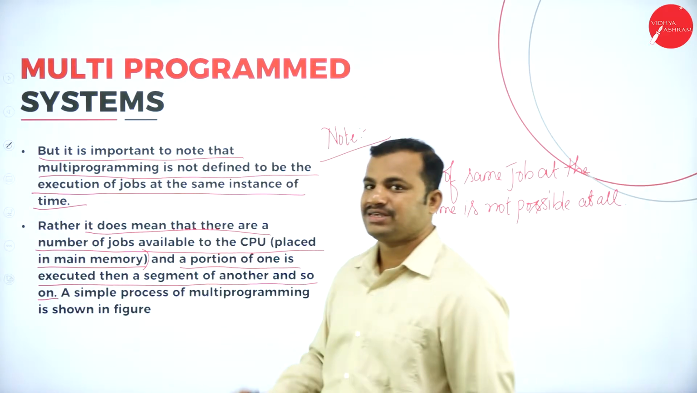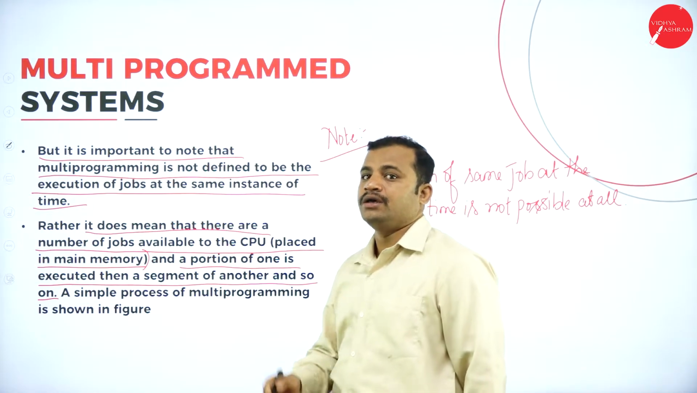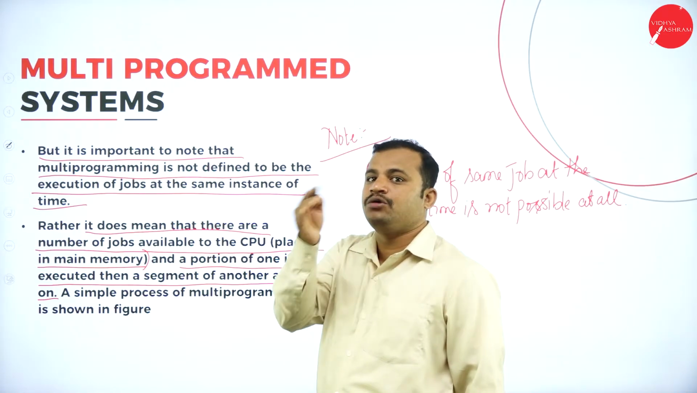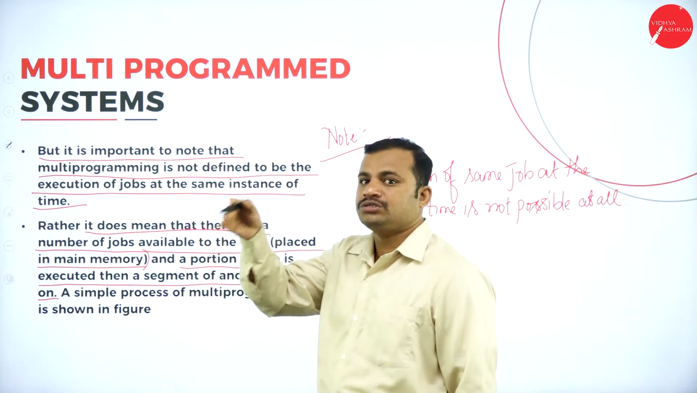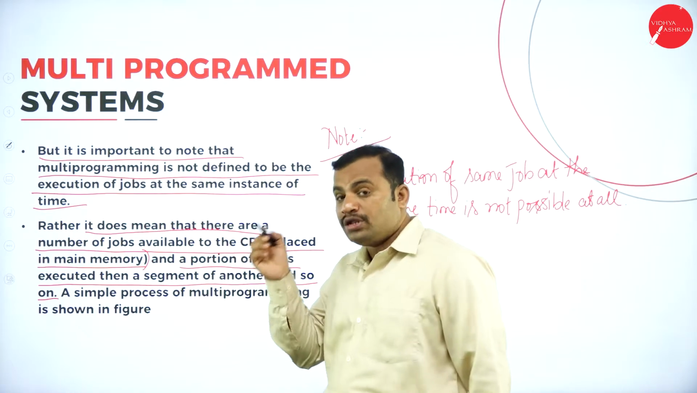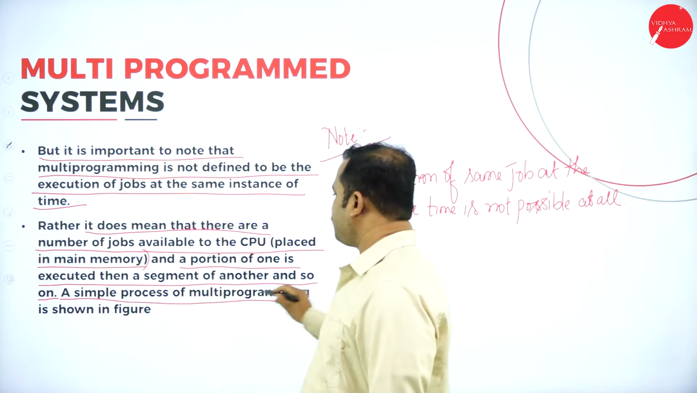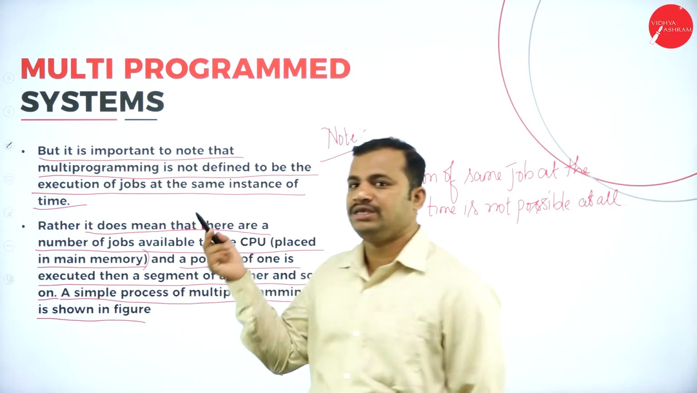That means if any one of the programs is executed completely, there is a chance for another program which is waiting in queue to be executed in the CPU. That is the utilization of CPU. A simple process of multi-programming is shown in the figure. You will see it in the next slide.